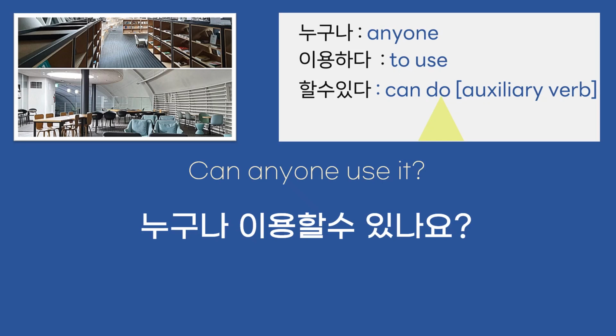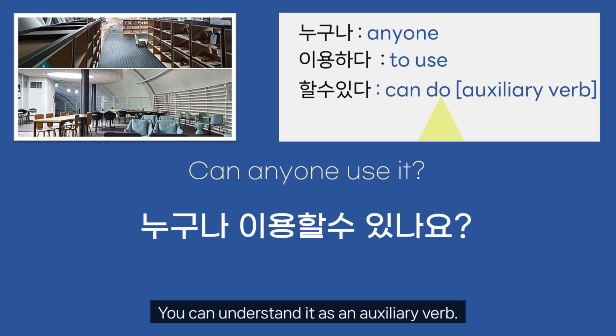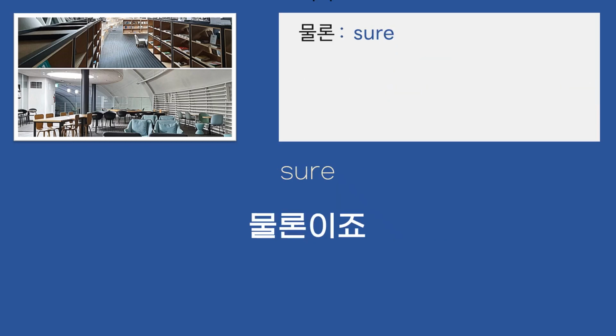할 수 있다. This expression is used very often, so make sure to memorize it. You can understand it as an auxiliary verb. In interrogative sentences, 할 수 있나요? 물론이죠.